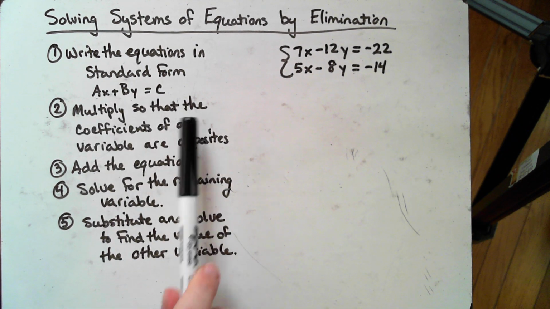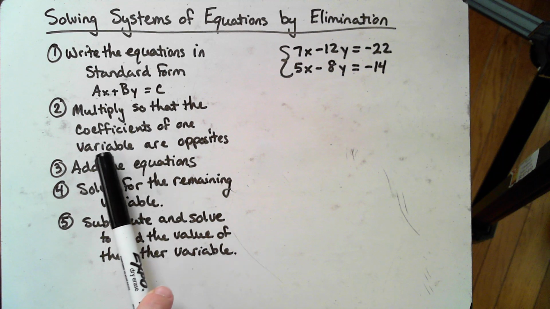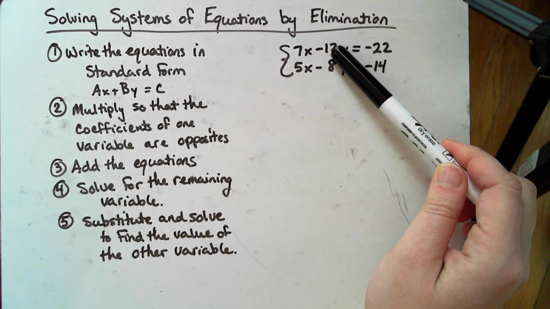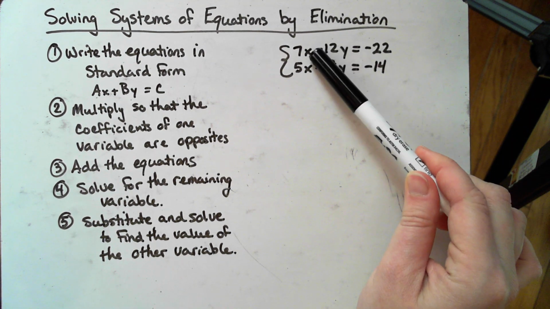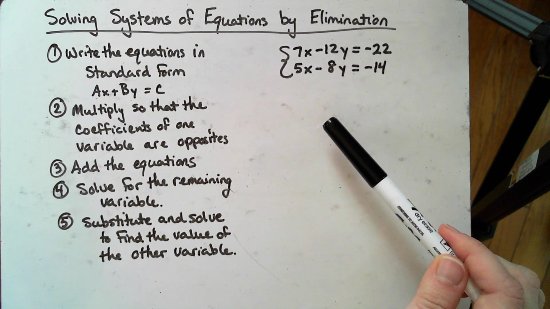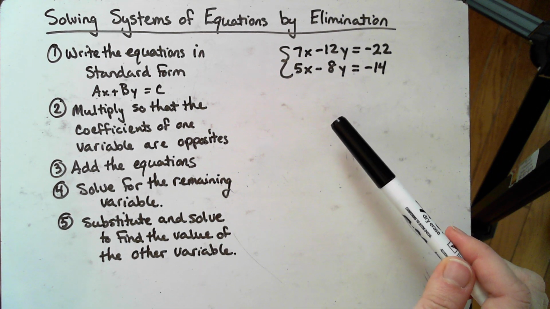Then you want to multiply so that the coefficients of one variable are opposites. That means that I would want to get the same number but with different signs. And you can multiply one equation, or both equations. Sometimes you don't even have to multiply at all. They've given it to you in that format.